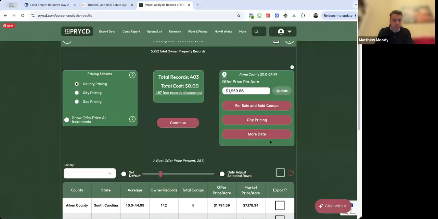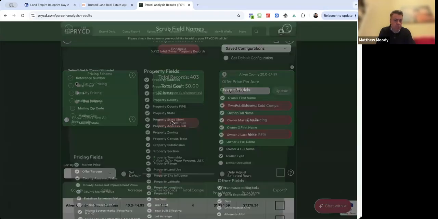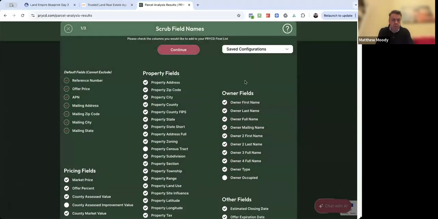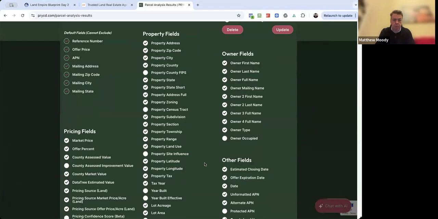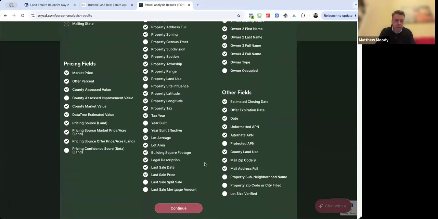Now, just for the ease of showing you how this works in practice, we're not going to pull all the records. We're just going to select those 403 records there for 20 acres and click on continue. This is going to come up with a whole bunch of configurations of what you can draw down, where we've already got a default configuration that we pull. Pretty much we pull everything. There's a few things that we don't, but you can pull everything.